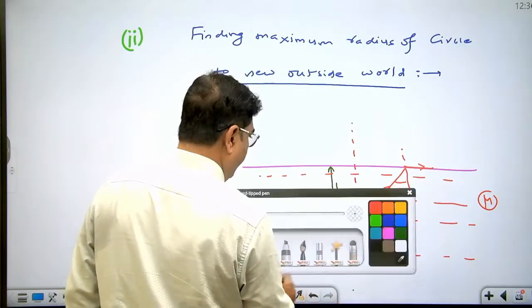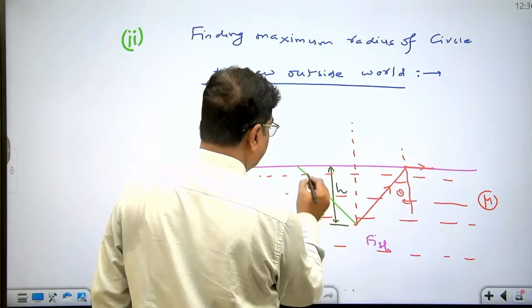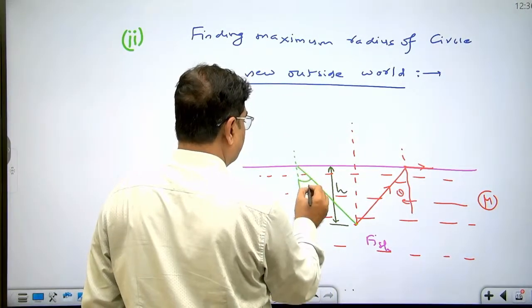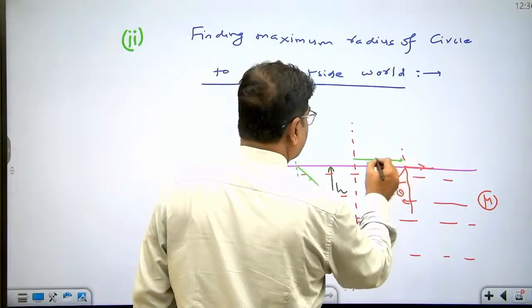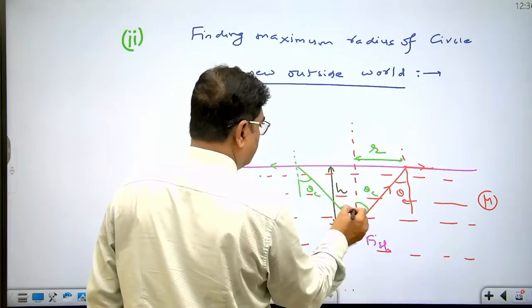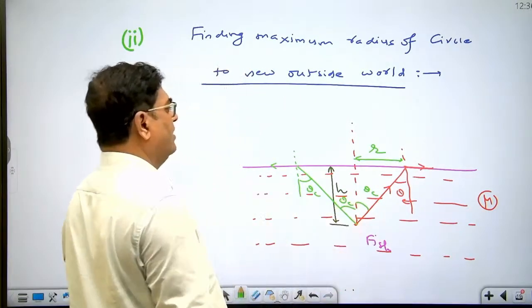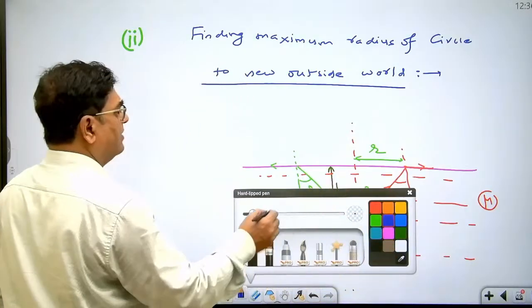And in a similar way, on the left side also, this will be the same case. This will also be the critical angle, okay? So this is the radius of the circle. This is theta c, this is also theta c. So we can easily find the maximum radius of the circle.